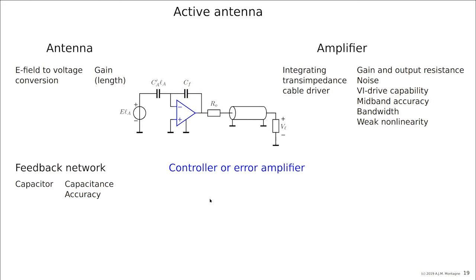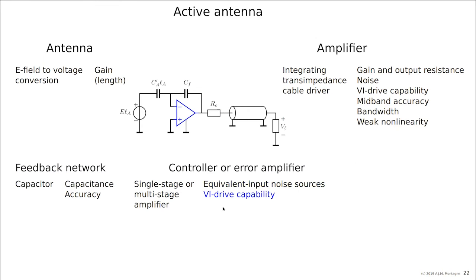Then we have a controller or error amplifier. We call it controller from control theory. We don't call it an op-amp because an op-amp is a thing and a controller is a function. We need the function of a controller, and we don't need to put an op-amp there with all the usual characteristics you assign to op-amps. So it can be a single stage or multi-stage amplifier. And of course, important, its equivalent input noise. We will show that it is directly related to the noise of the amplifier. The voltage and current drive capability is directly related to the voltage and current drive capability of the amplifier.